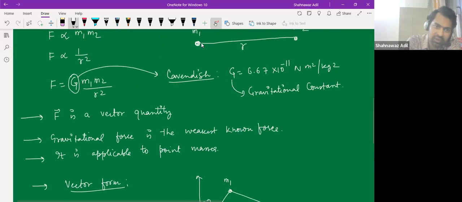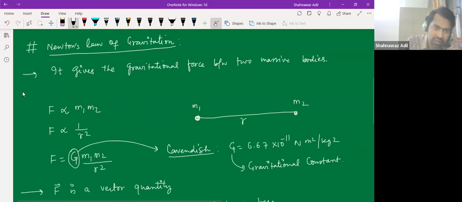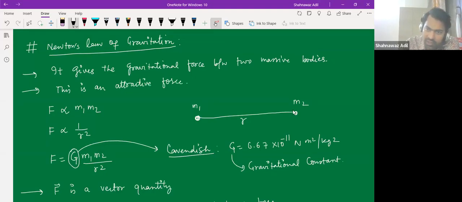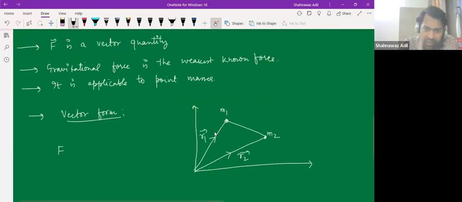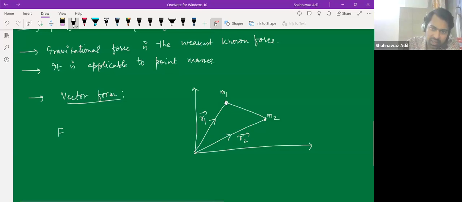I have also forgotten to mention that this is an attractive force, right? So this mass will try to attract this mass towards its direction, and this mass will apply the force of gravitation towards this direction, right? So this is an attractive force. Okay. So let's say we want to calculate the force on one due to two, and this is the vector form.